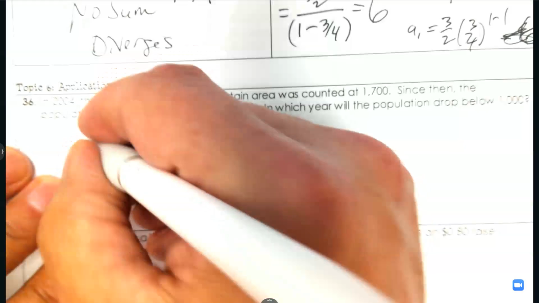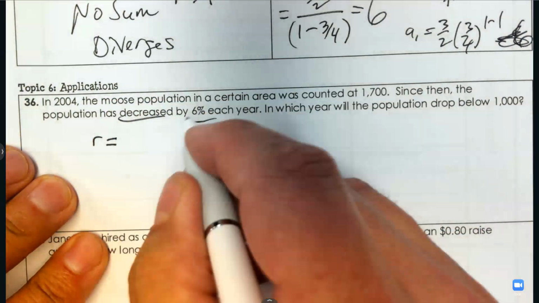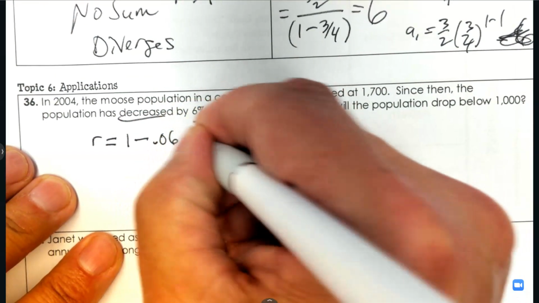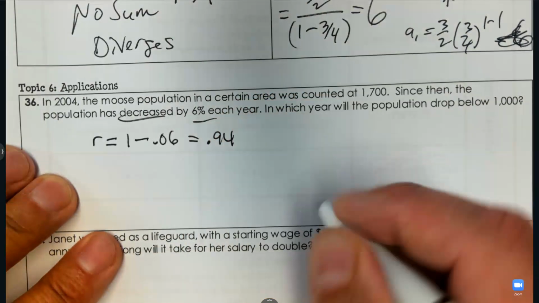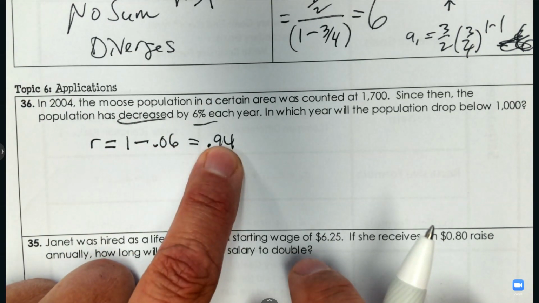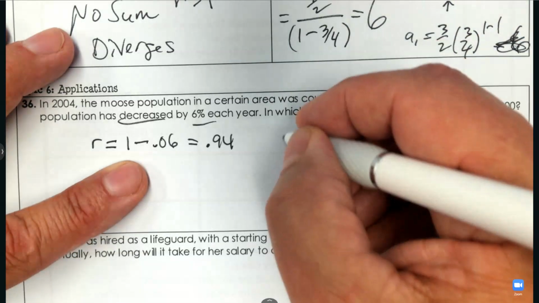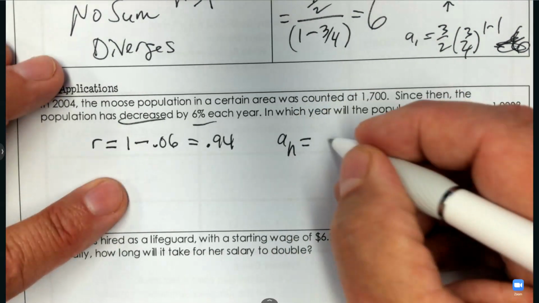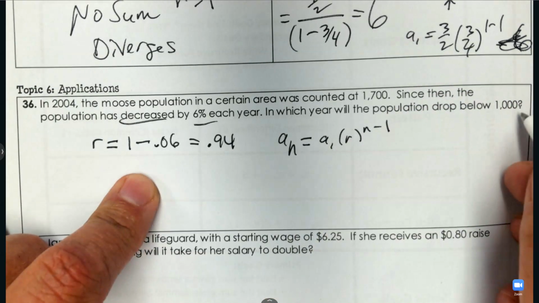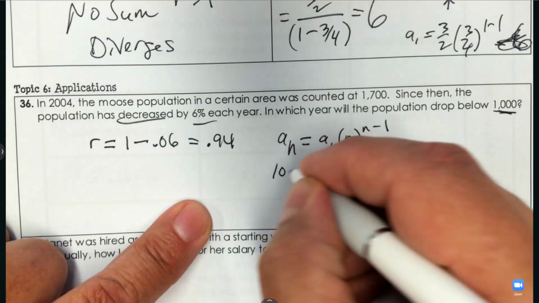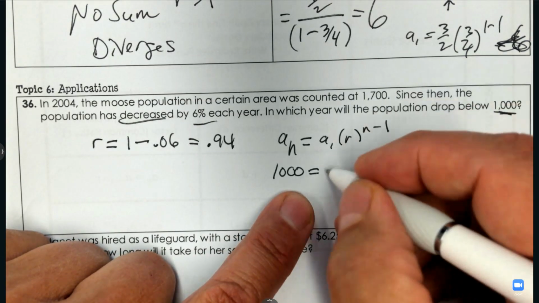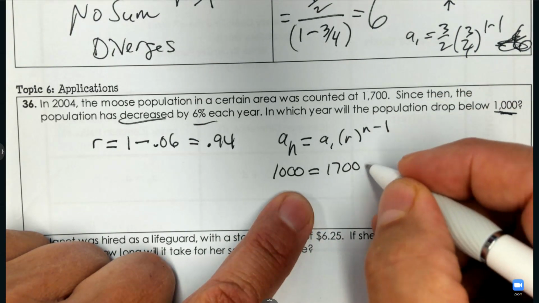So first of all, to find the rate, if it's decreasing by 6%, we go 1 subtract whatever that percent is as a decimal. So there is our r. So 1 take away 6% as a decimal. The pattern for a geometric sequence we know is this. So when will it drop below 1,000? Here the end answer is 1,000. A1, we have 1,700 moose.